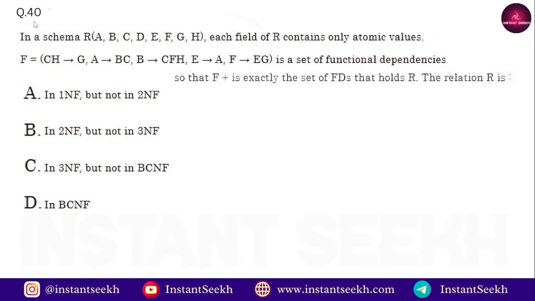Again, a schema related question. In a schema R, A, B, C, D, E, F, G, H, each field of R contains only atomic values. A set of functional dependencies is also given, so that F closure is exactly the set of FDs that holds on R. The relation is in?